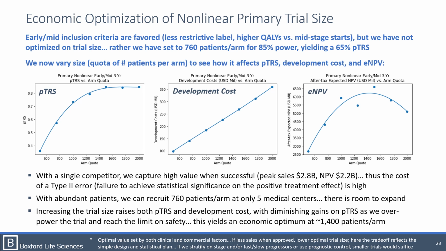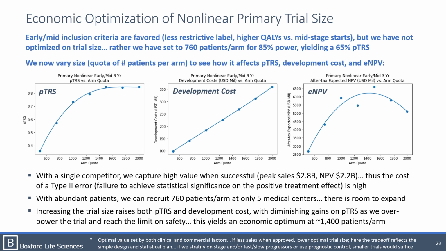Here, what we do for nonlinear primary, we saw that on a base case with a target of 85% power with 760 patients per arm, we had about a 65% probability of technical and regulatory success. What we want to do is vary the number of patients per arm, the size of our trial, and see how it affects the probability of technical and regulatory success, development cost, and expected net present value. So we do that by changing the arm quota, and for each one, rerunning many different clinical simulations of the trials to calculate duration, cost, success probability of each stage, linking that to the overall commercial forecast to calculate expected net present value.